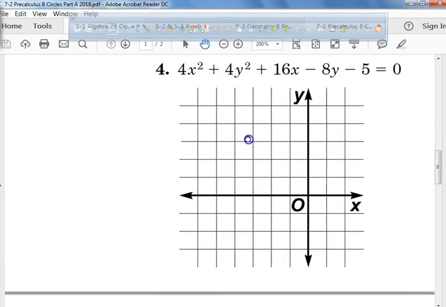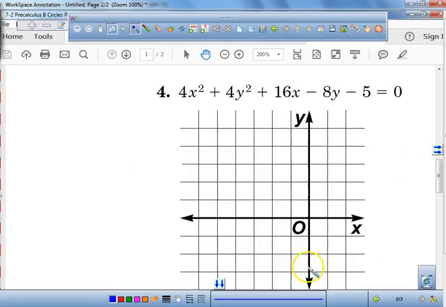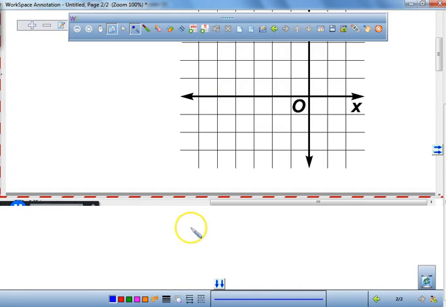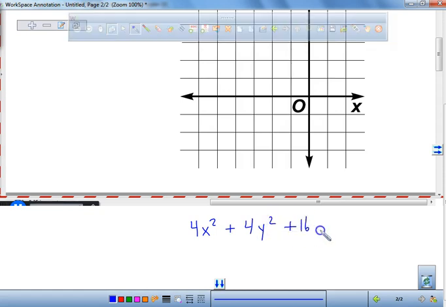All right, everybody, number 4. You're going to take a look at this. All right, and I need some help here. I know it's a 4x squared plus a 4y squared, but then what do we have? Ooh, plus 16x, good. Minus 8y, good, minus 5, equals 0.